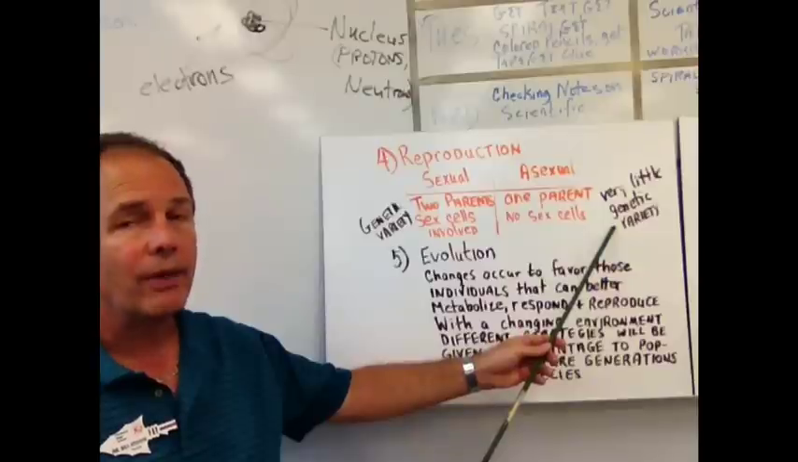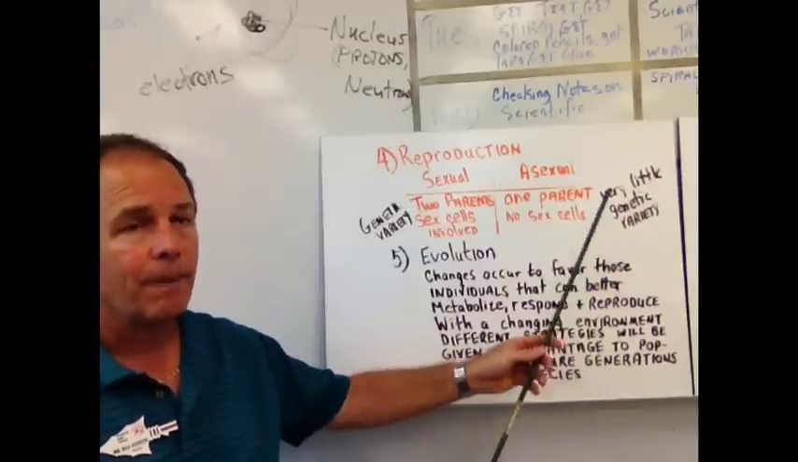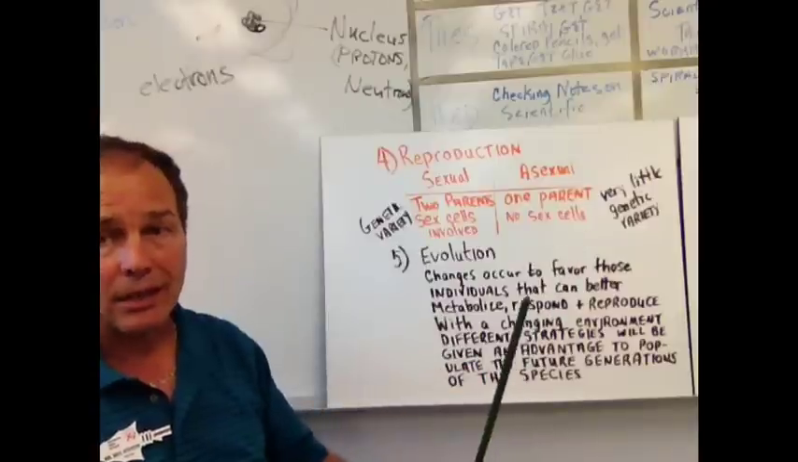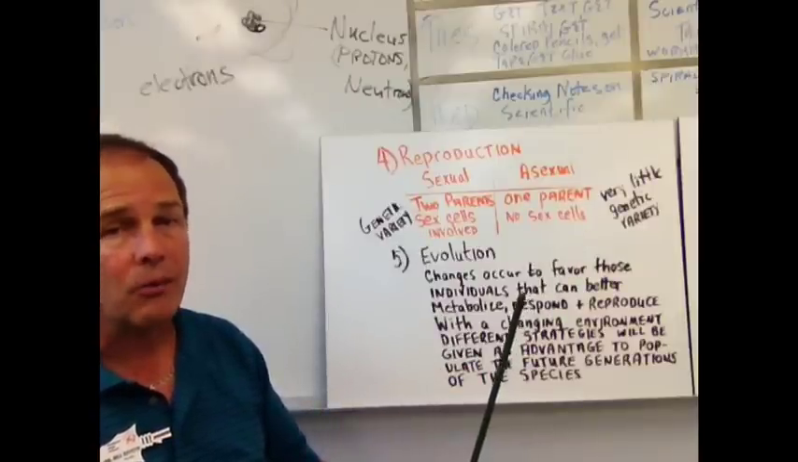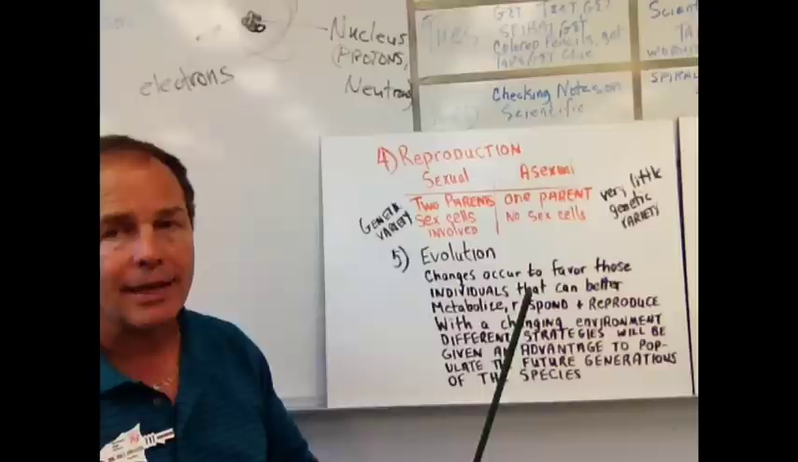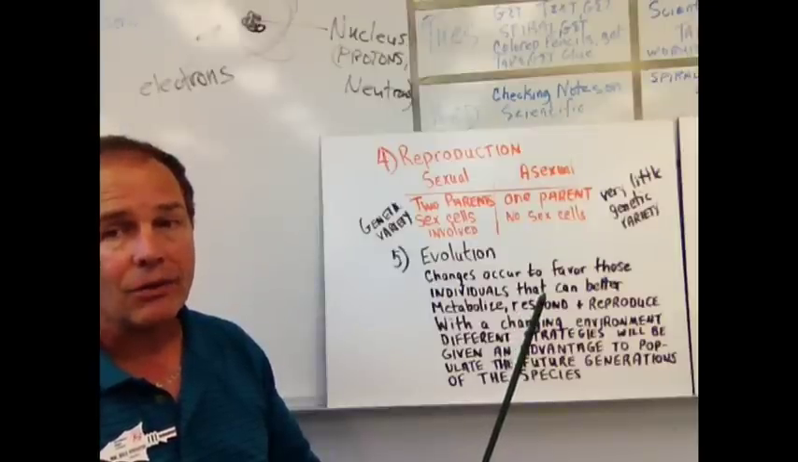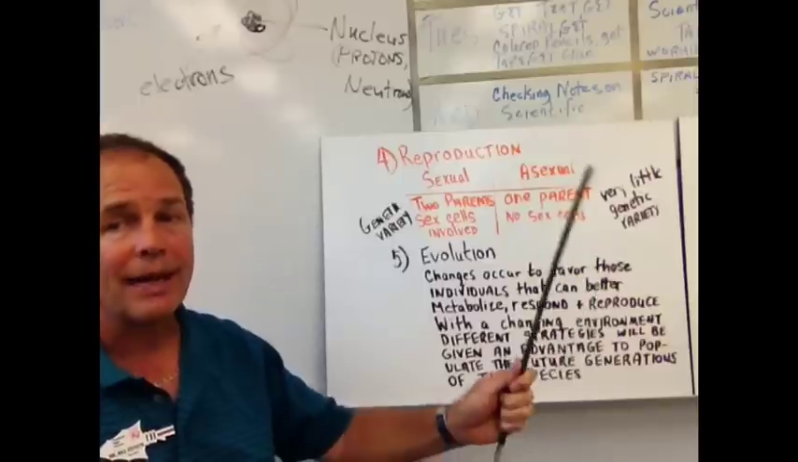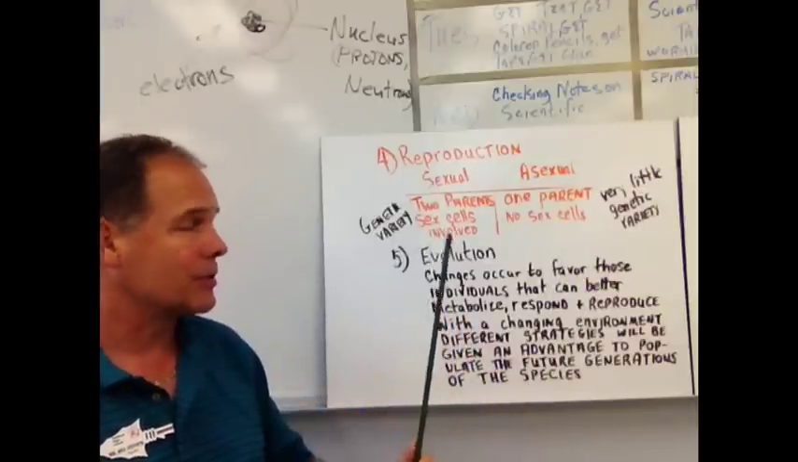Under asexual, very little genetic variety. It is expected that the genes and the chromosome and the DNA will be identical, but you will have some mutations at that level, but they don't occur as fast, and those changes will occur, but not as fast as when you have sexual reproduction.